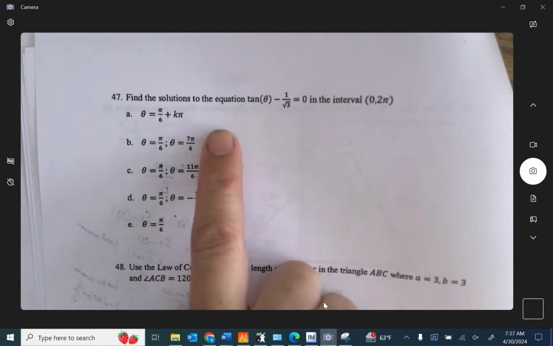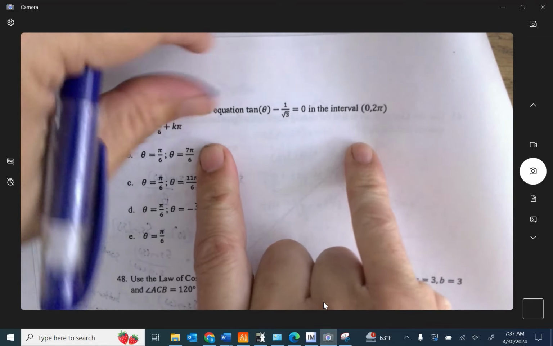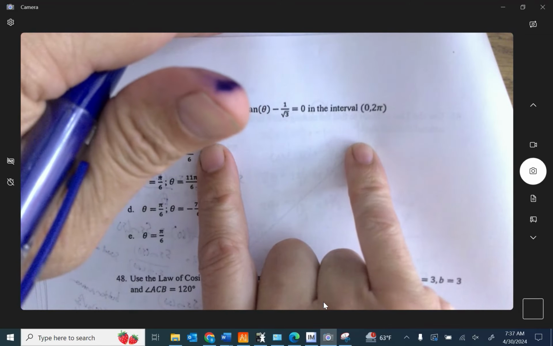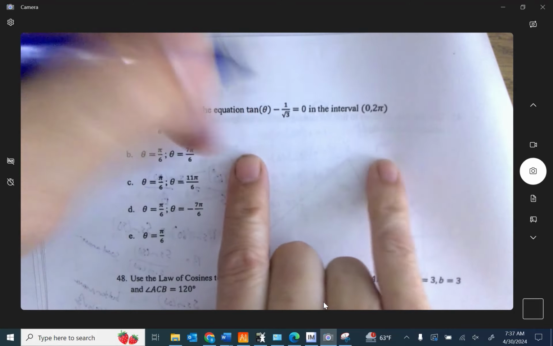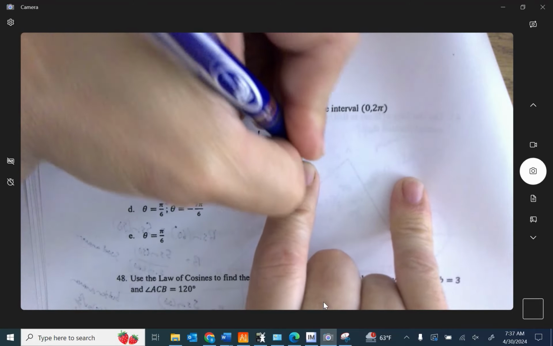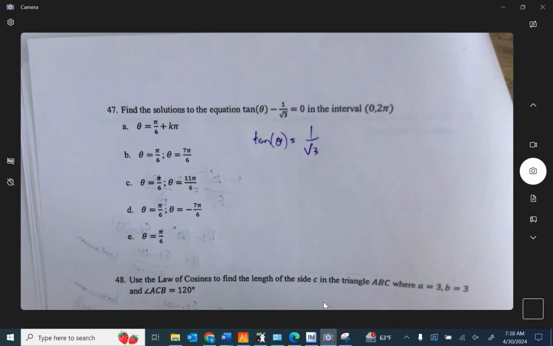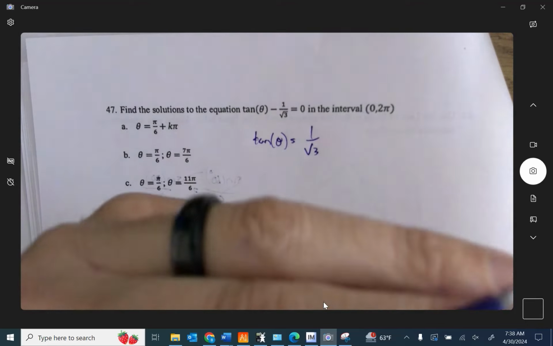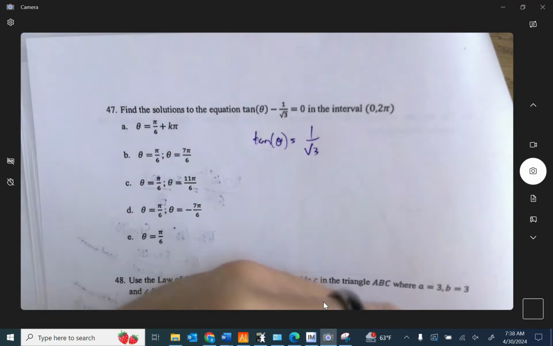Find all the solutions to the equation tangent of theta is negative 1 over root 3 over the interval from 0 to 2 pi. So the tangent of theta would now be 1 over root 3. And you know your unit circle. Like you know it. Shouldn't be an issue. But it might be. I don't know.